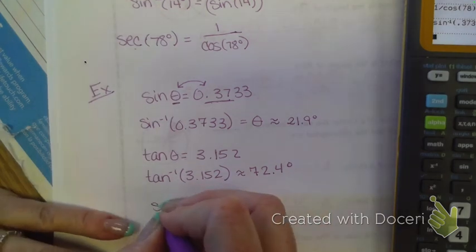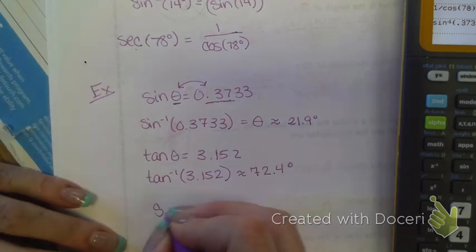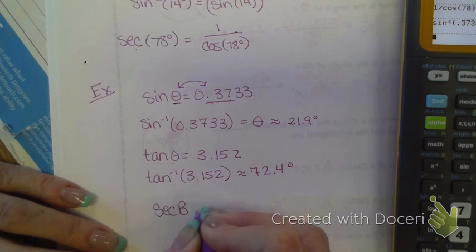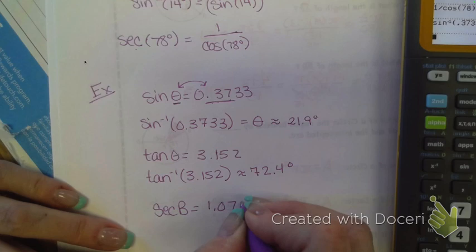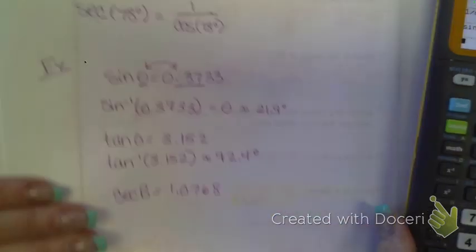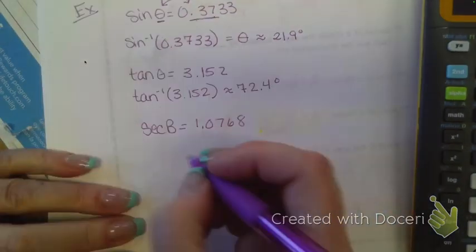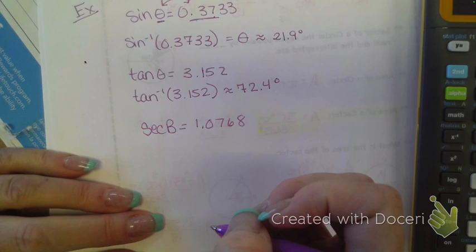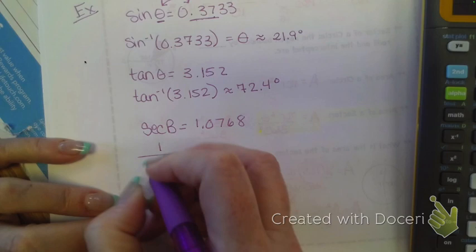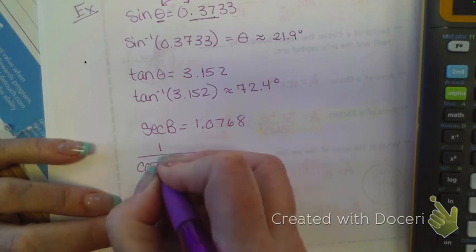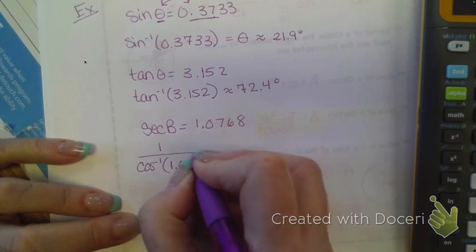What's the next one? Okay, I'm trying to get through this. Secant of B. B just means a different angle, yes? Secant of B equals 1.0768. Okay, what's my problem? You have to take 1 over the inverse of what? Cosine. So we're going to take 1 over the inverse cosine of 1.0768. Now, notice how I wrote that.